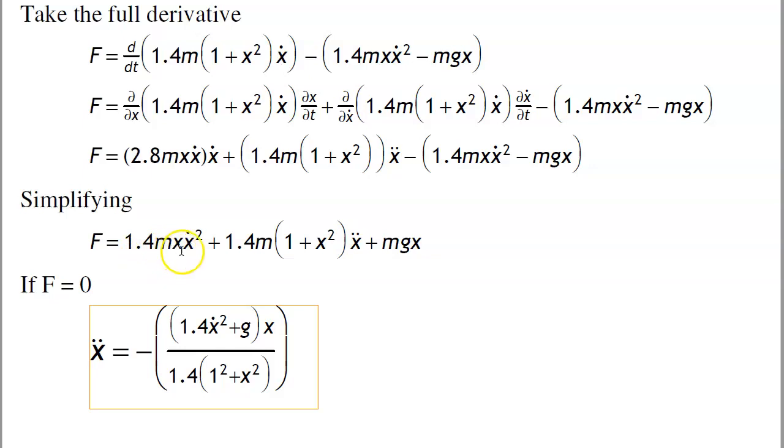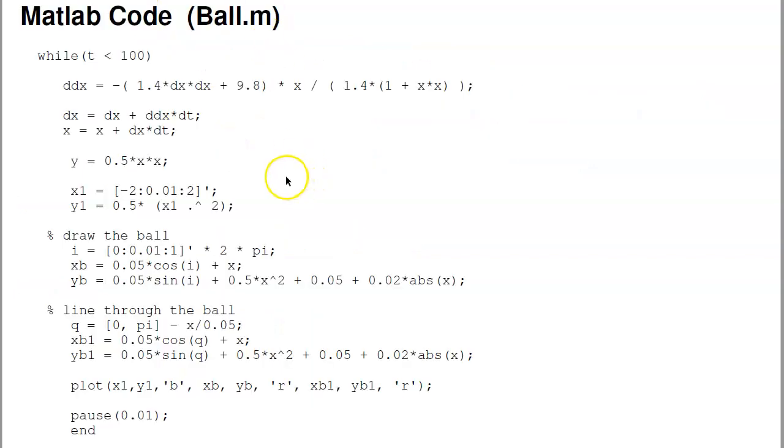Simplifying gives you 1.4 m x x dot squared plus here. If the force is 0, meaning you're in free fall, here's the acceleration. With that, I can simulate a ball rolling in a parabolic bowl. Basically, I specify position, velocity, calculate acceleration, integrate acceleration to get velocity, integrate velocity to get position. If I know x, I know y, and plot it.